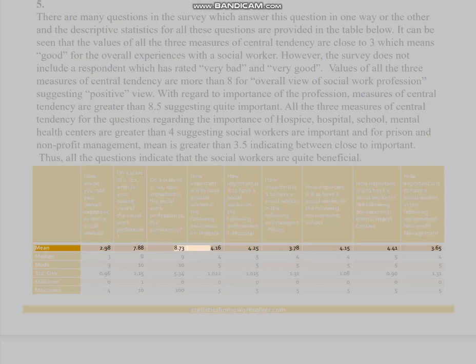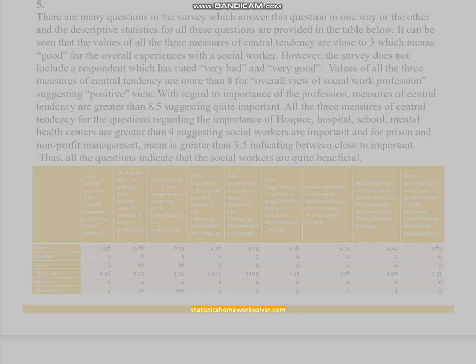Mean: 2.98, 7.88, 8.73, 4.16, 4.25, 3.78, 4.15, 4.41, 3.65. Median and mode values follow. Standard deviation: 0.96, 2.15, 5.34, 1.022, 1.015, 1.31, 1.080, 0.90, 1.31. Minimum and maximum values follow.